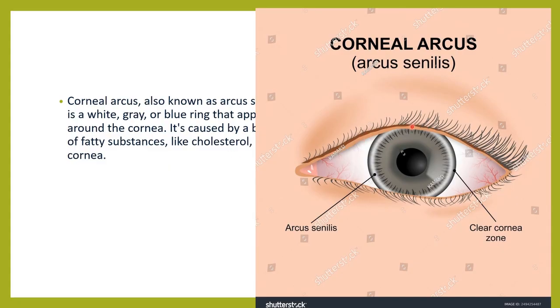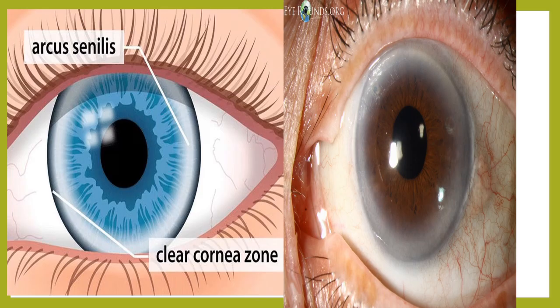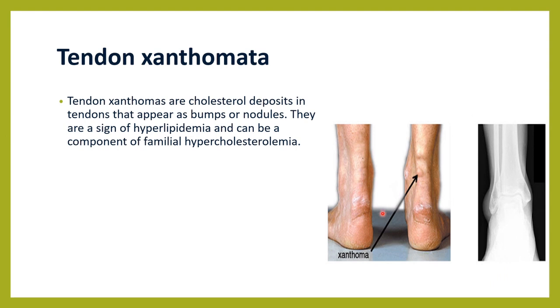Similarly, you can see this corneal arcus or arcus senilis. This is a white, gray, or blue ring that appears around the cornea, and it is caused by deposition of fatty substances like cholesterol. Here you can see clearly this is the clear area around the cornea, and this is due to the deposition of cholesterol. Sometimes this cholesterol deposition occurs in the tendons and they appear as these bumps or nodules.